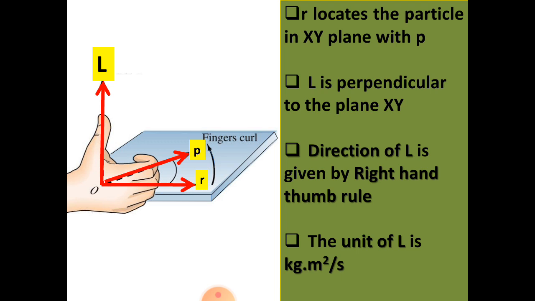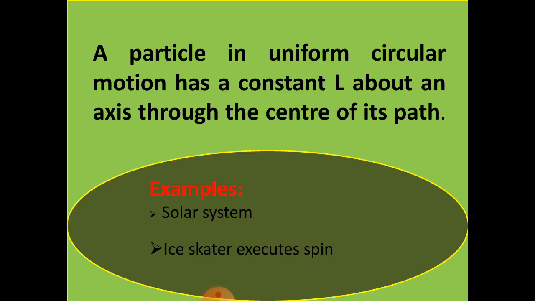The direction of angular momentum is given by the vector product right hand rule. When your right hand fingers curl to point in the rotation of the particle about an axis, the thumb of your right hand indicates the direction of angular momentum. The unit of angular momentum is kilogram meter square per second. So, if the particle is in a circular orbit, its angular momentum with respect to the center is perpendicular to the plane of the orbit.